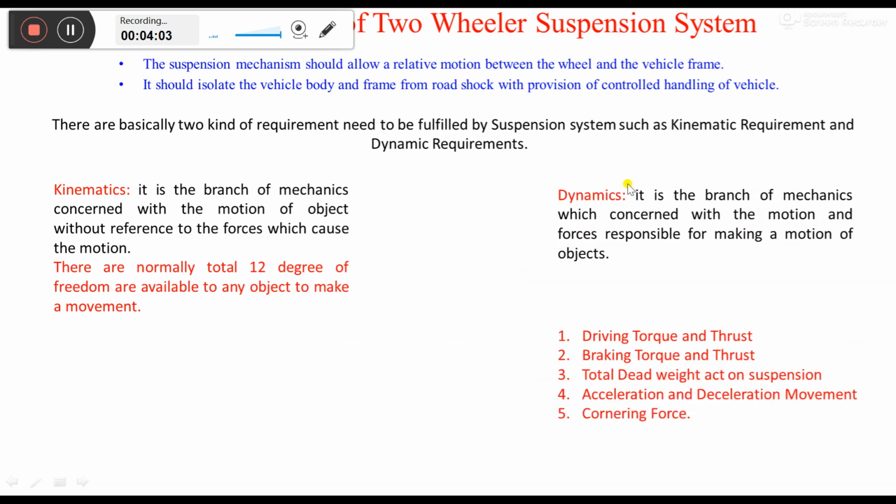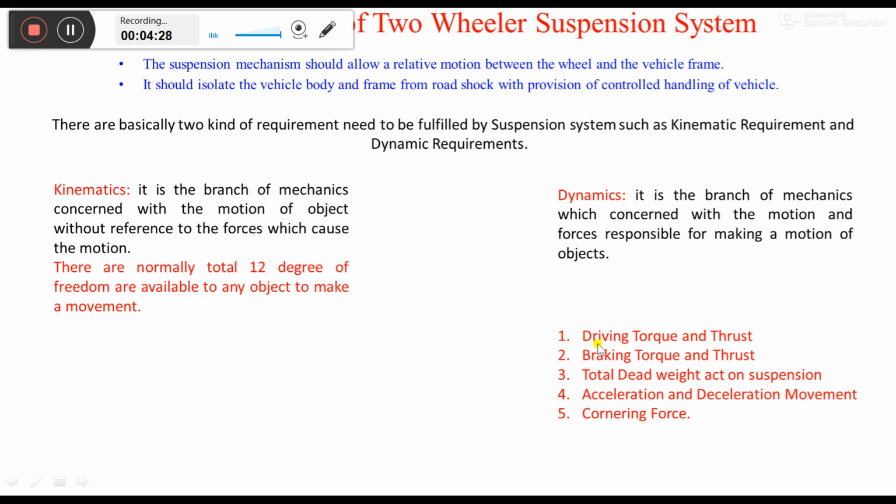Now what is dynamics? It is a branch of science or mechanics which is concerned with the motion and the force responsible for making the motion of an object. So the motion that is happening in those 12 directions, and the force responsible for it, the study of those two comes under dynamics.